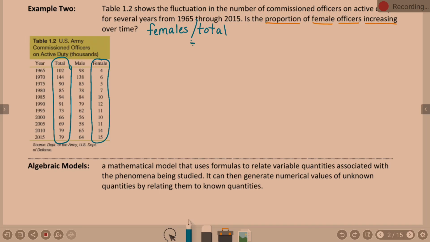You can do this either way. I'm going to make my females, I'm going to put them in L1. I'm going to put the totals into L2. They don't have to be in those columns. Pick whatever columns you want to put them in. But that's what I'm going to do. Okay? Got the column ready.